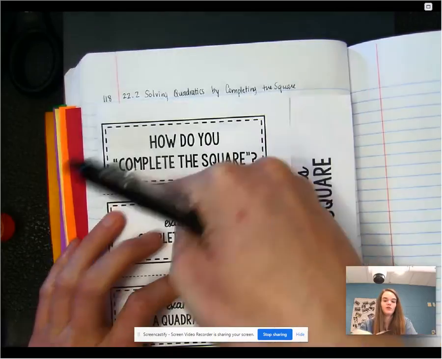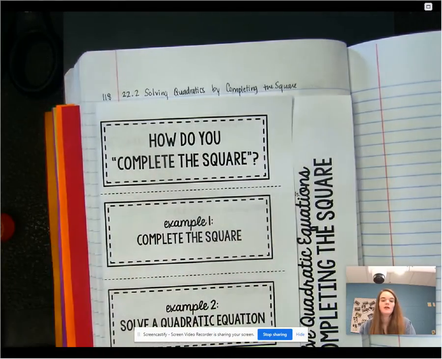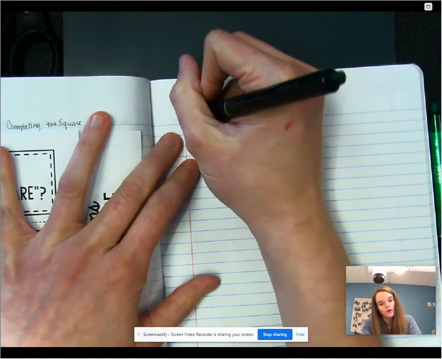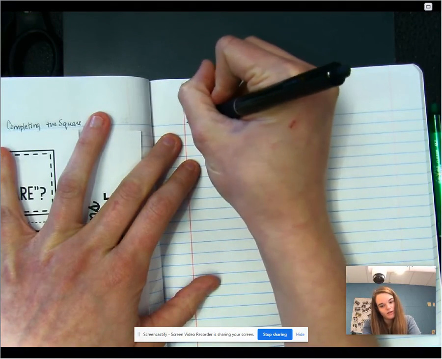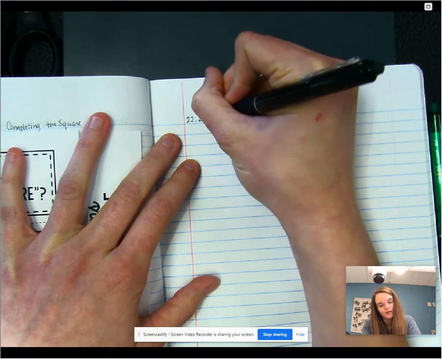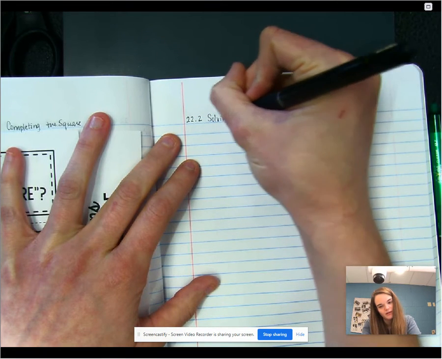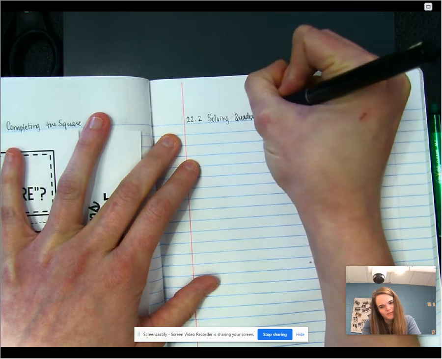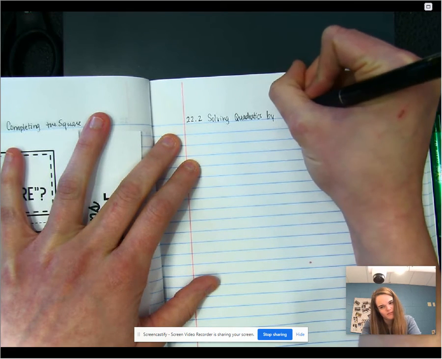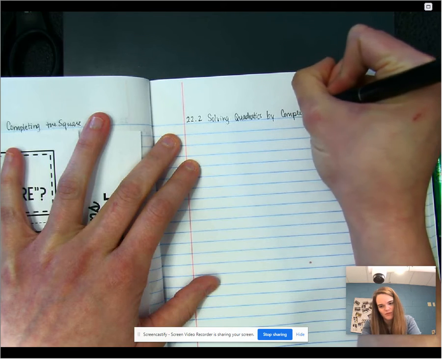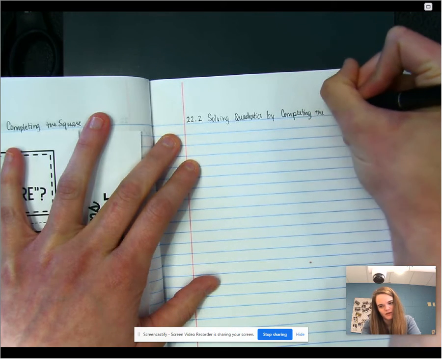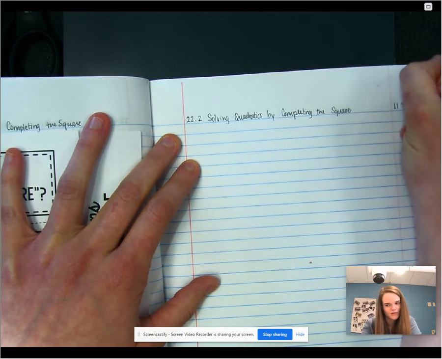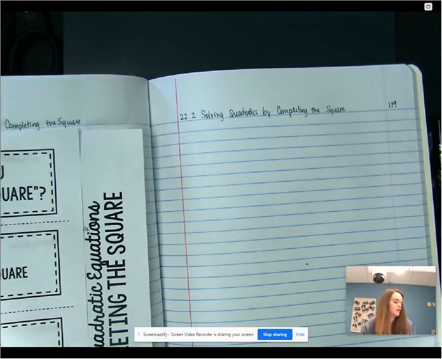Fold over, cut it across the dashed lines. Okay, and on 119 we're going to write. The video will say a different number. Do not pay attention to that. Write on 119. So you're writing on 119. We'll come back and finish this in the video.